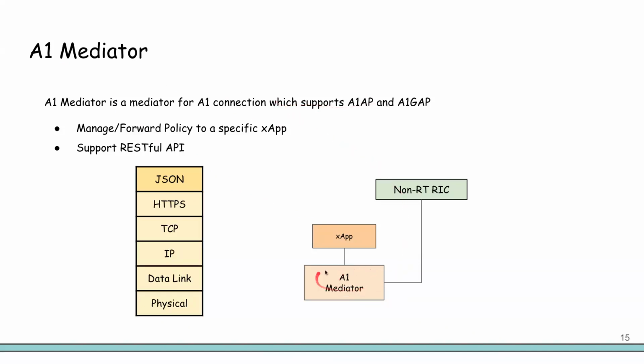So actually, the A1 mediator is just a mediator between the xApp and the non-RT RIC. To recall, the policy that the non-RT RIC provides to the xApp, the A1 mediator just forwards to the xApp. This protocol stack is defined by O-RAN, and they use a RESTful API to define these communications.